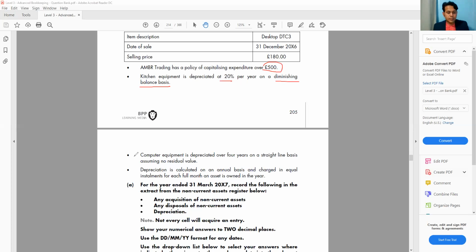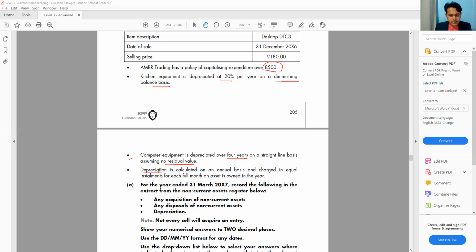The next point we have here: computer equipment is depreciated over 4 years. Okay, so that's very straightforward. Anything I buy that is a computer, I'm going to depreciate over 4 years on a straight line basis, assuming there is no residual value. So all I need to do is divide the cost by 4 years. If the cost is 10,000, then 10,000 divided by 4 years is 2,500 depreciation per year.